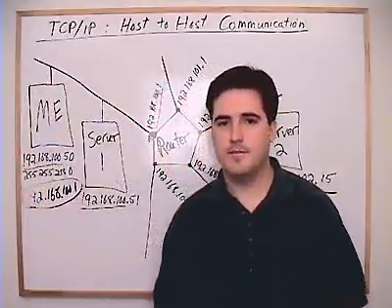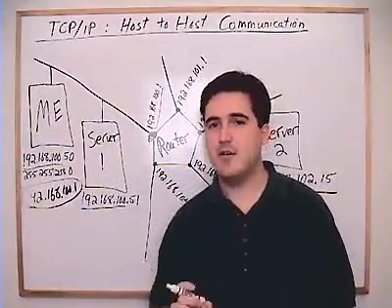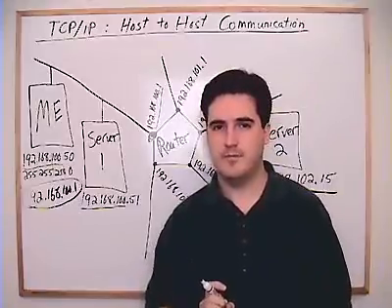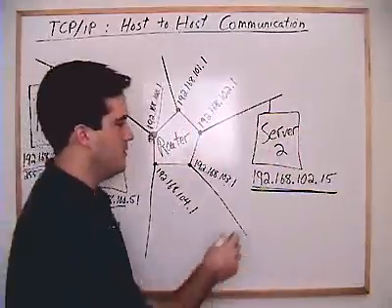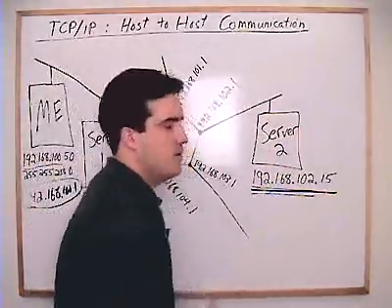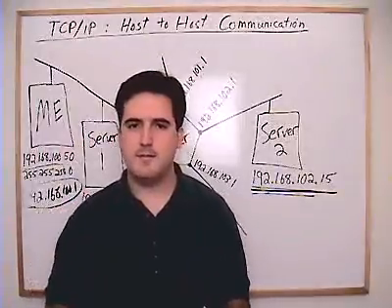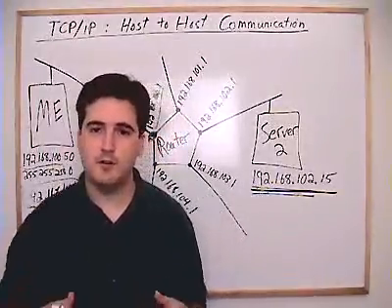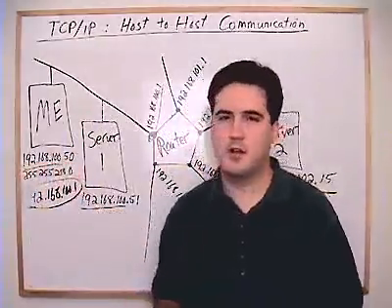as my default gateway. Now once I have configured it to have a default gateway, now I can communicate with server 2. So I type ping space 192.168.102.15. I examine my own subnet mask. I determine that my network, based on my subnet mask, is 192.168.100.